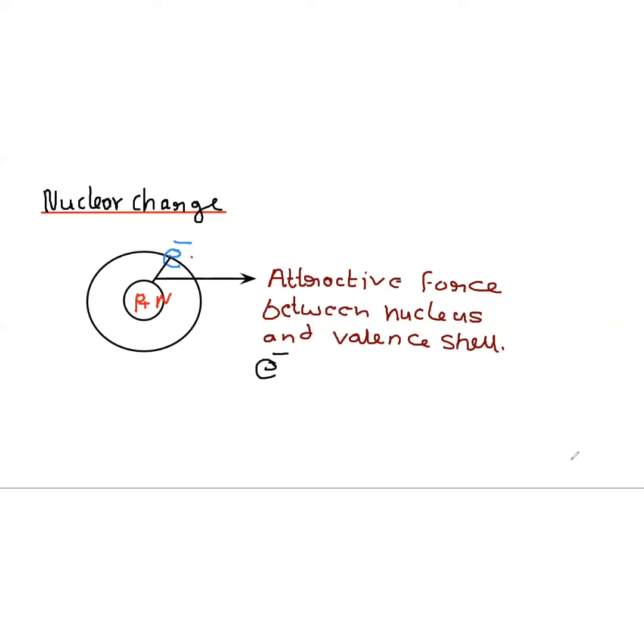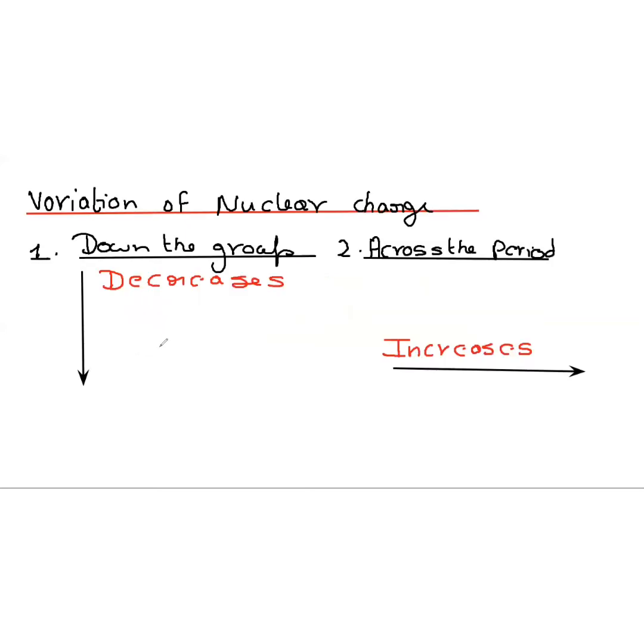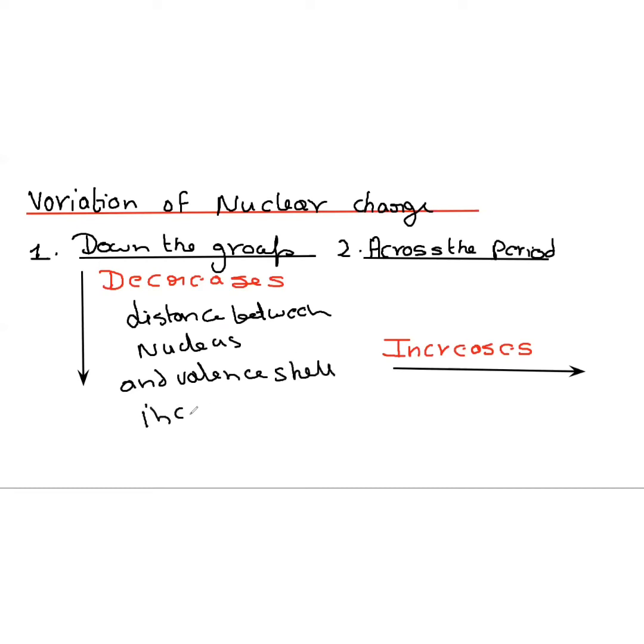Okay, now we see how the nuclear charge is going to vary down the group and across the period. Down the group, the nuclear charge is going to decrease. Why? Because the distance between the nucleus and the valence shell increases. When the distance between the nucleus and the valence shell increases, the nuclear charge is going to decrease.